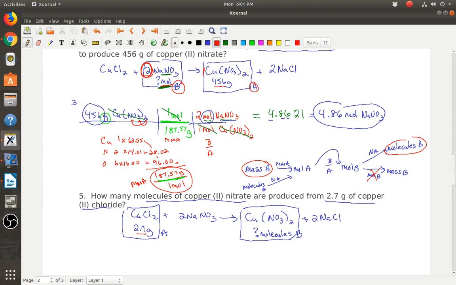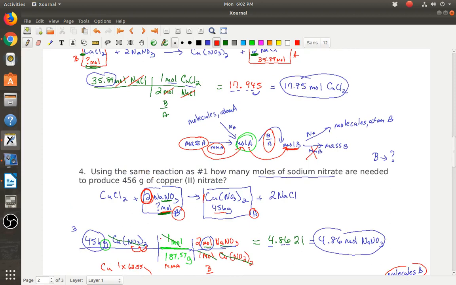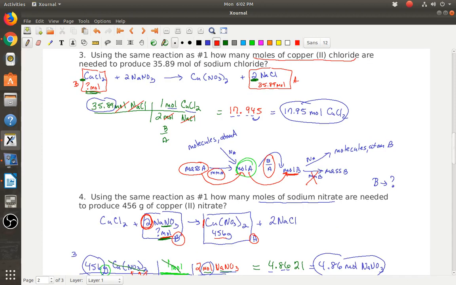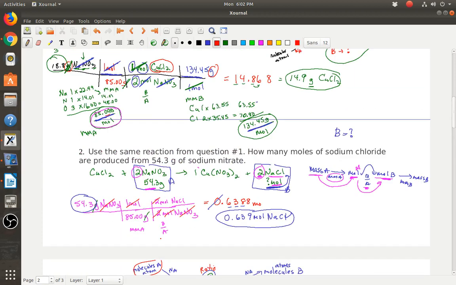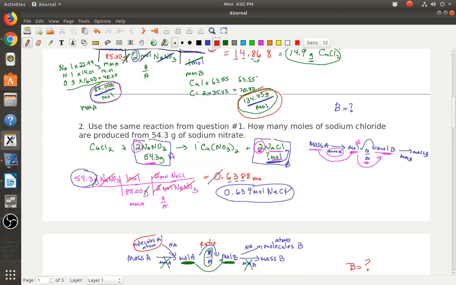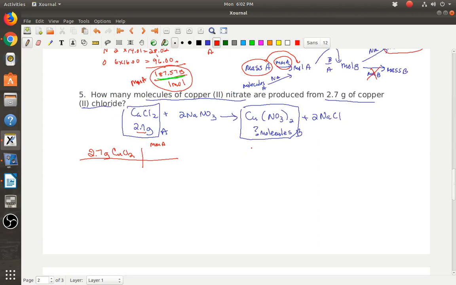We're not going to need the molar mass of molecule B. We're going to need to go from mass to moles of A using the molar mass of A. So 2.7 grams of copper 2 chloride, and so I need the molar mass of A. I think I've calculated the molar mass of copper 2 chloride already. Let me see if I can find it up here so I don't have to do it again. Copper 2 chloride, there it is, 134.45 grams per mole.